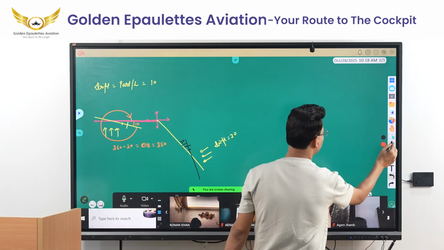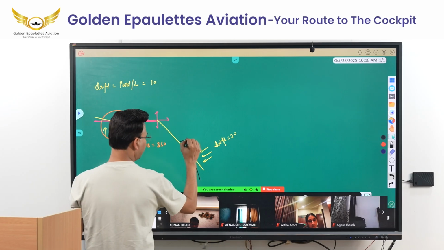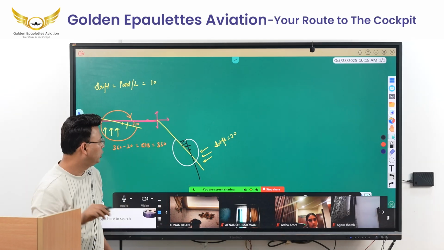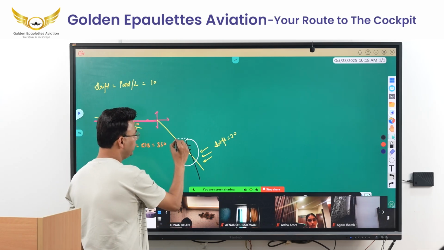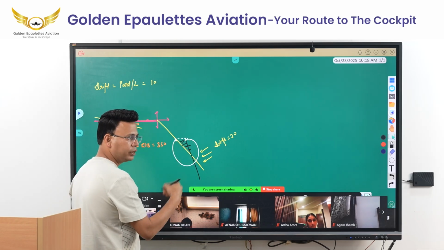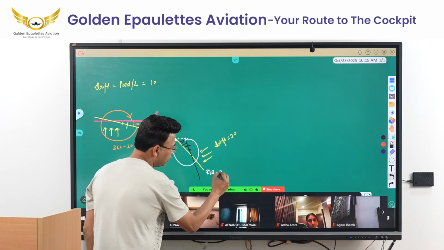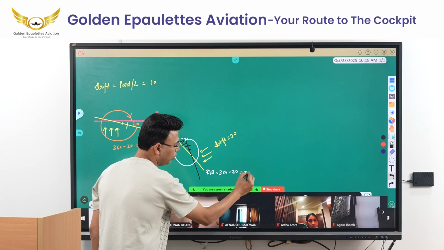Now if somebody asks you what is the ADF reading? ADF reading is from the fore and aft axis clockwise to the station. So this entire angle is 360. So what will be this angle from here to here? 360 minus 20. So relative bearing would be 360 minus 20, that is 340.